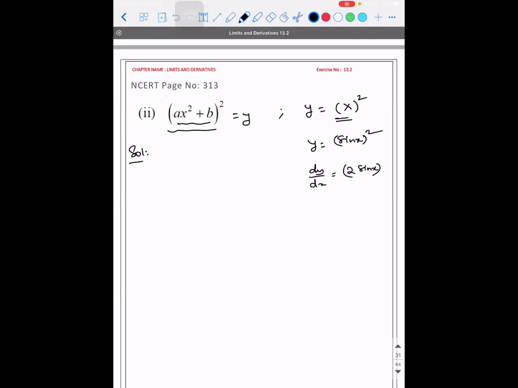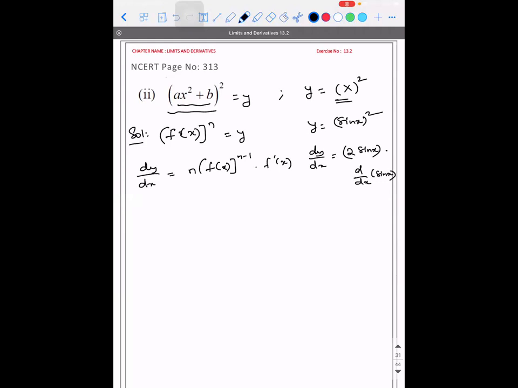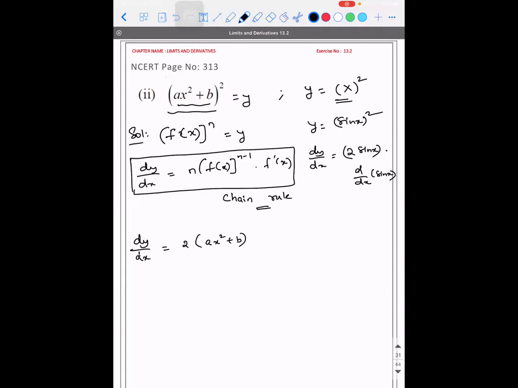It is 2 sin x into the derivative of sin x. That is, if I take the function f of x to the power n as y, then dy by dx is nothing but n into f of x to the power n minus 1 into f dash of x. Accepted? Do you guys remember this? Yes, sir. Yeah, good. So here, what will be the value of dy by dx? It will be 2 into f of x, as it is raised to the power 2 minus 1, that is 1, into f dash of x. What is f dash of x? That is 2ax.